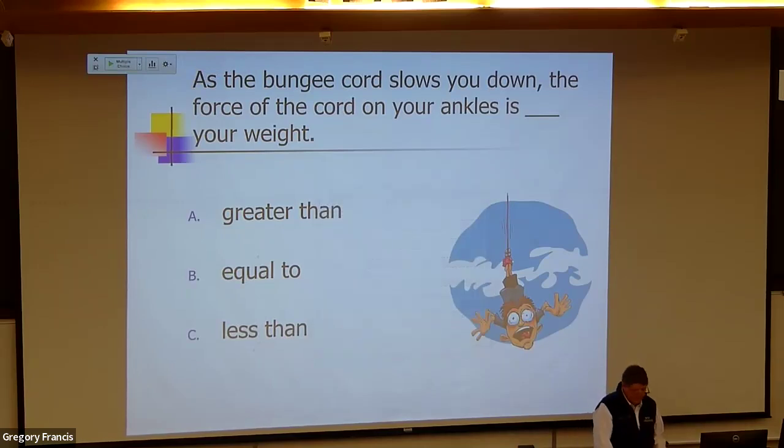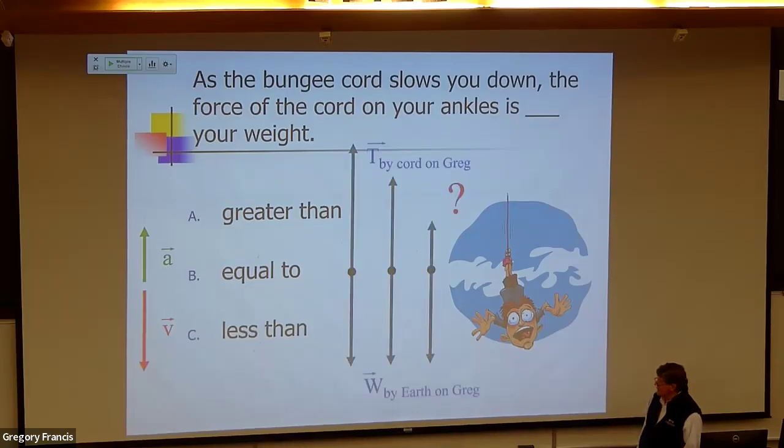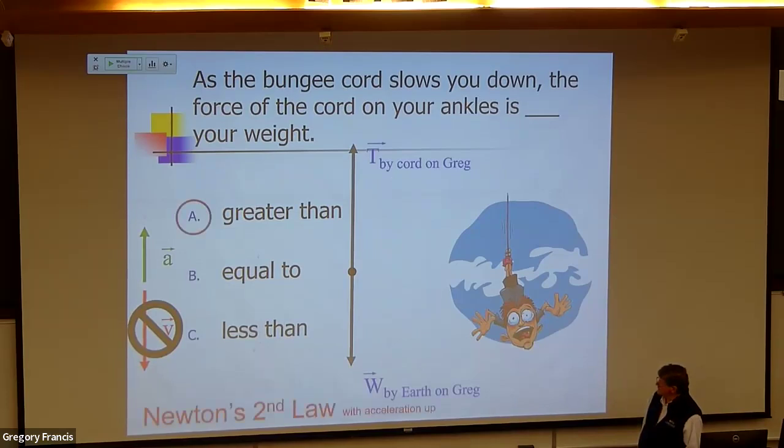In this case, we are looking at a situation where the velocity vector is down. Because we're slowing down, the acceleration vector is up, but we want to ignore the velocity and we want to make our force diagram scream the acceleration. And so that means I need to have more force up than I have down. And so that means the answer is greater than. And I would justify that answer with Newton's second law. Qualify it, finish your sentence with acceleration up. Does that make sense?